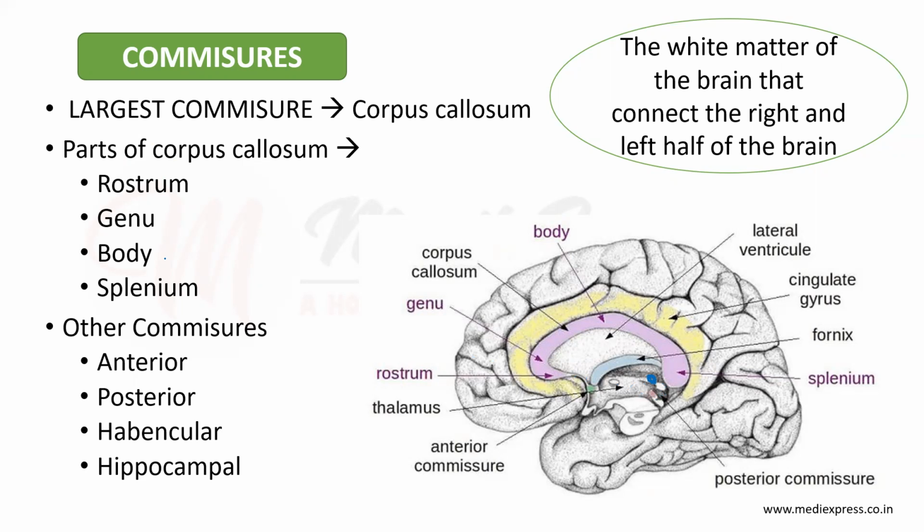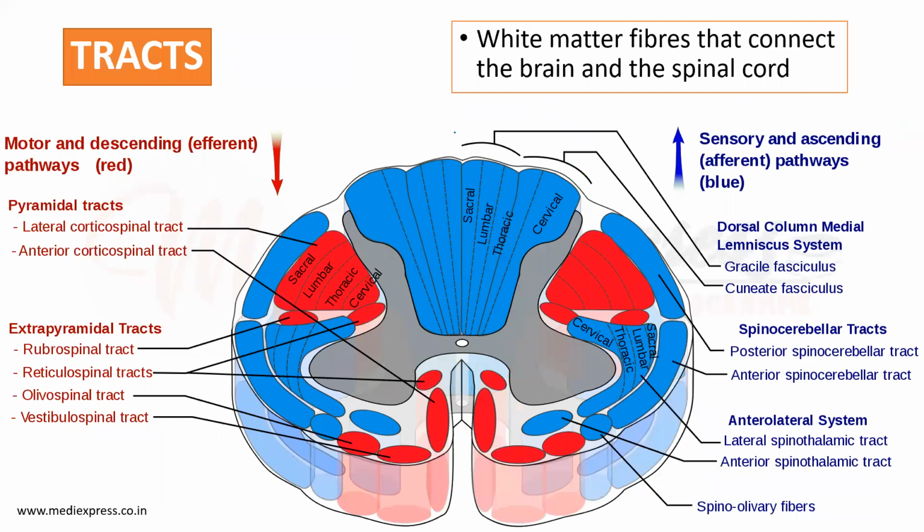The parts of the corpus callosum are very important to know: rostrum, genu, body, and the splenium. And the corpus callosum is the largest commissure, which you should remember. Okay, so next one, coming to the tracts. This is very important.